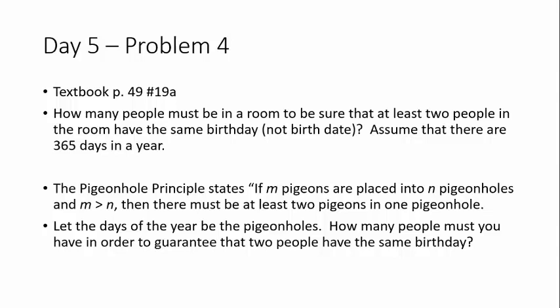So there are 365 days in the year. So in order to guarantee that at least 2 people have the same birthday, you must have, at minimum, 366 people. So if you think about this, you could have each person having a different birthday up to 365, and then that next person, person number 366, would have to duplicate one of the days that has already been used.